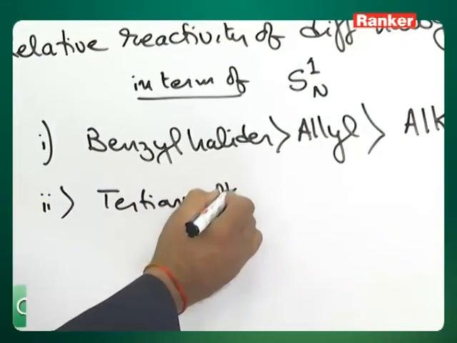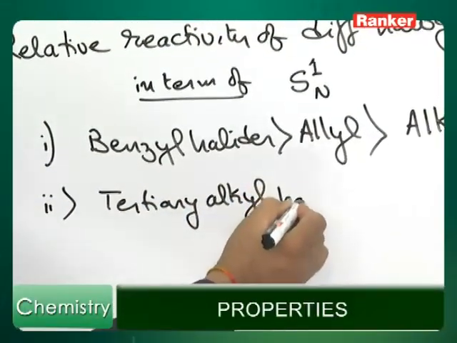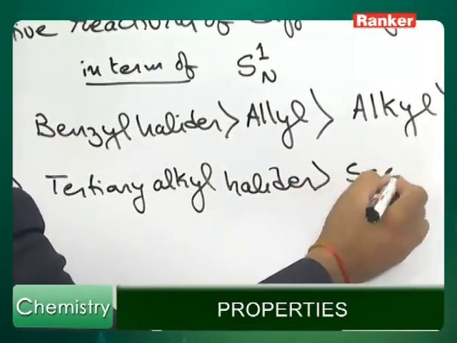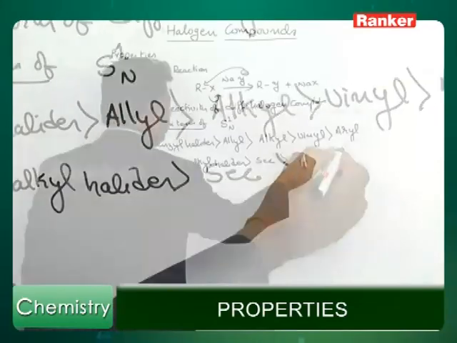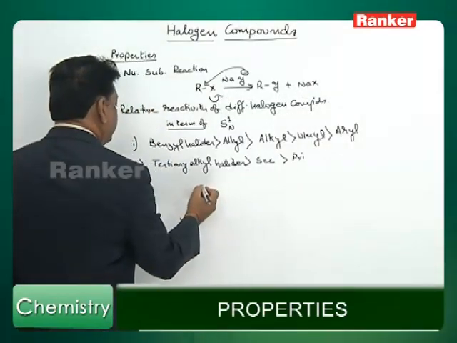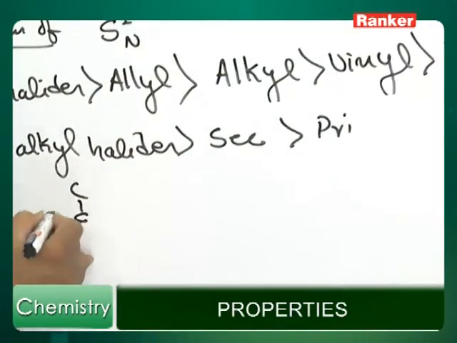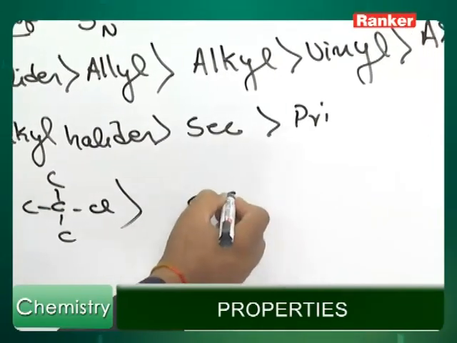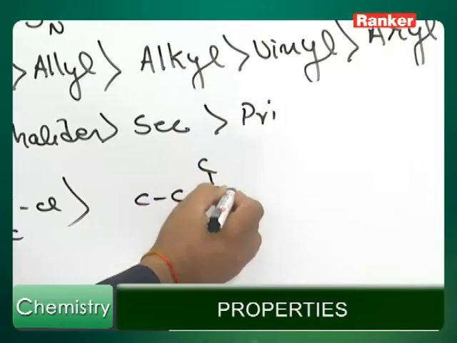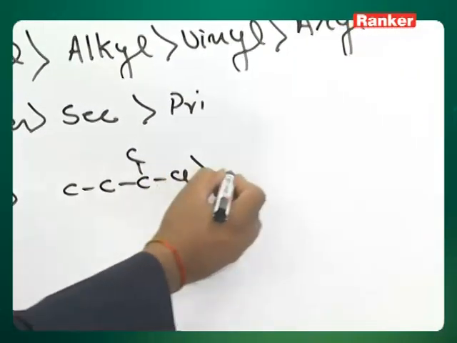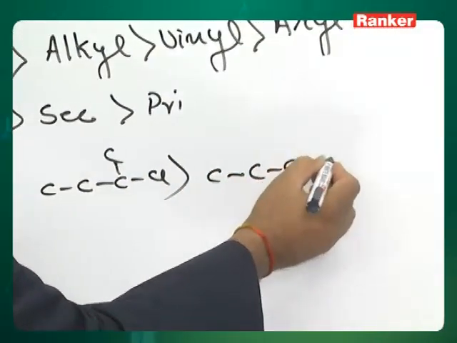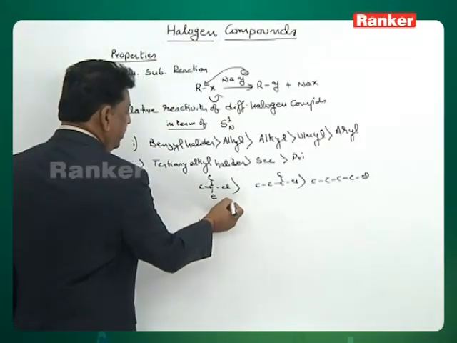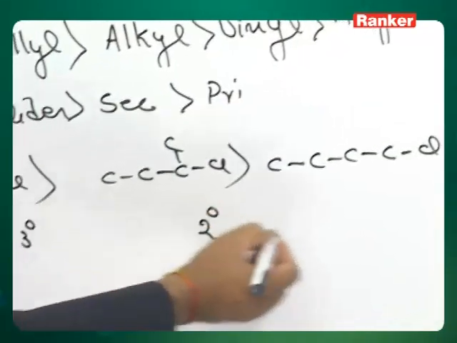Tertiary alkyl halides are more reactive than secondary, than primary. For example, tertiary butyl chloride is more reactive than secondary butyl chloride, which is more reactive than n-butyl chloride. These are the three different varieties: 3 degree, 2 degree, 1 degree.